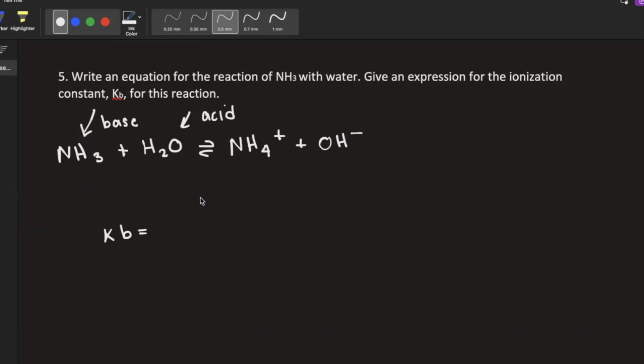Now we can go ahead and write the expression for Kb. So it's going to be concentrations of products over concentrations of reactants. So we have the concentration of NH4 plus and the concentration of OH minus, over, just like last time, we're not including the pure liquid, the concentration of NH3. And that is going to be your answer for giving an expression for the ionization constant, Kb.